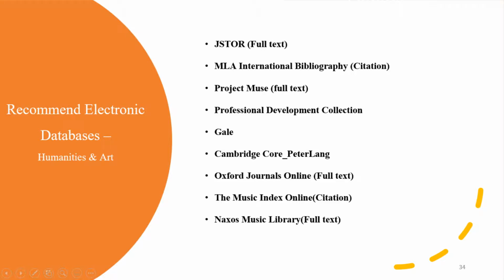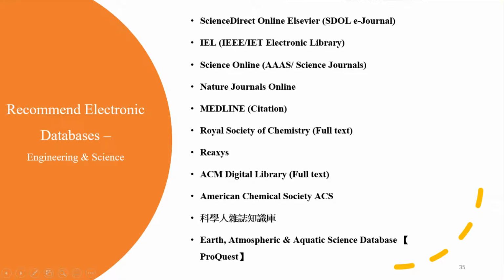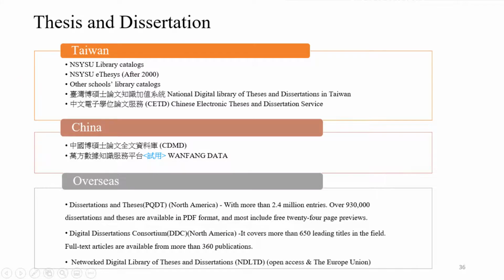Here are for the humanities and art. And these are for engineering and science. If you want to get thesis and dissertation, you can use these databases to get the resources you need.